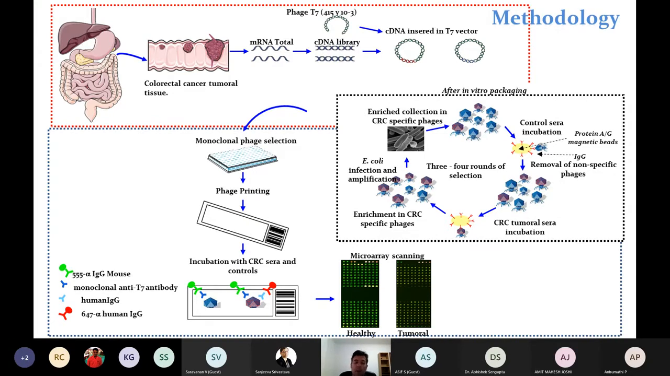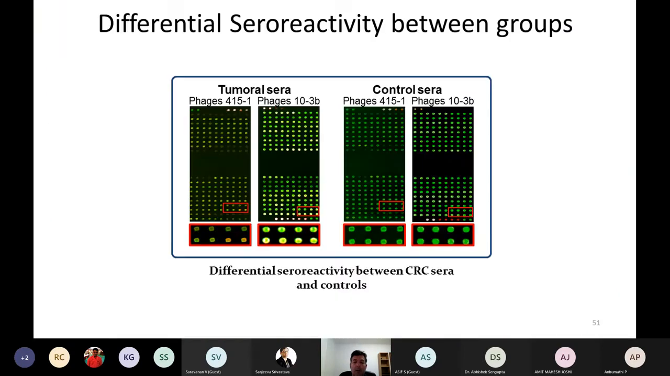So in these situations, the next step of this methodology with the phages is to screen the arrays with normal and tumoral samples to demonstrate the presence of a differential seroreactivity between the groups. Here, comparing the tumoral samples and the control sera, we observe this differential seroreactivity in these spots, near green or near yellow, in comparison with the total green observed in the control.